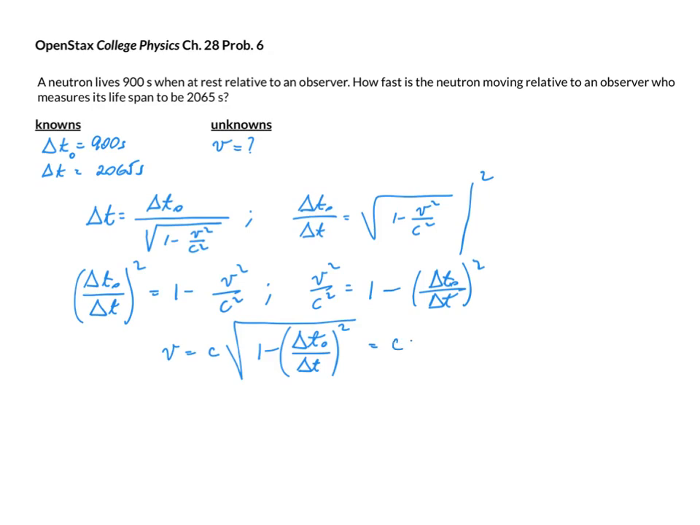So this is c square root 1 minus 900 divided by 2065 quantity squared. And when you plug in the numbers, you end up with 0.9 c. So the speed with which the neutron is moving relative to the observer that measures a longer lifespan is 0.9 c.